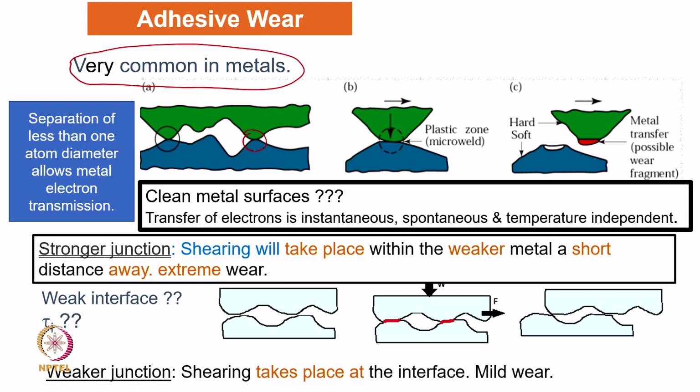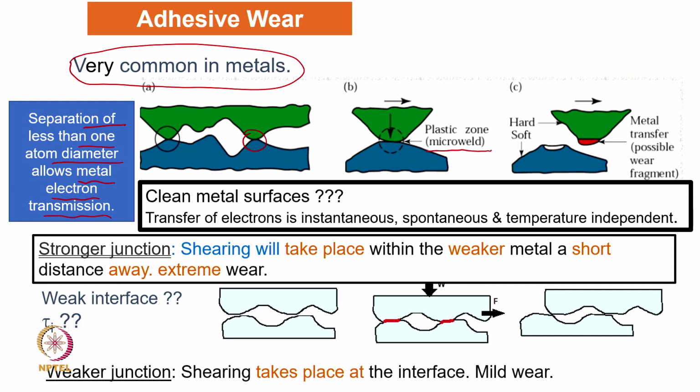And another thing: when the metal comes under plastic deformation and the surfaces are very close to each other, when the separation is less than 1 atomic diameter, what will happen in this situation? The metal will allow electron transmission. That means the green color metal can transmit electrons to the blue color metal, or the blue color metal can transfer electrons to the green color metal. What will be the problem in this situation? There will be an interchange of electron transmission, and because of that there is a possibility of micro weld.